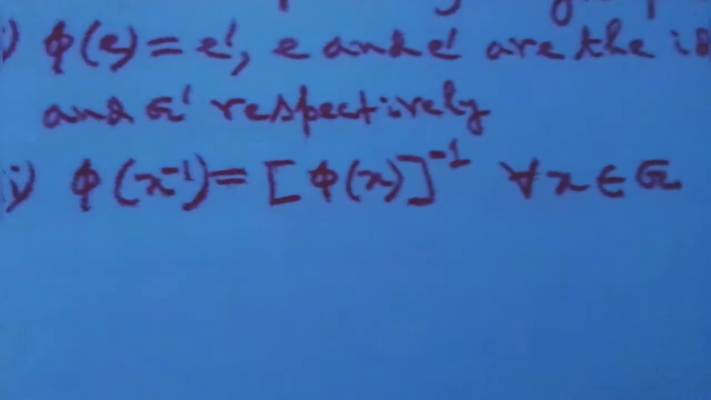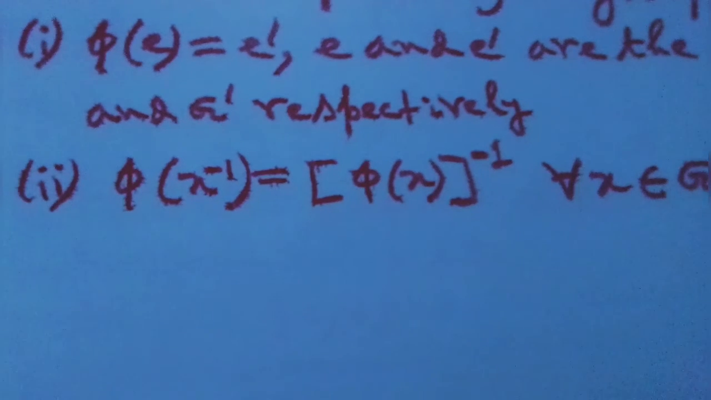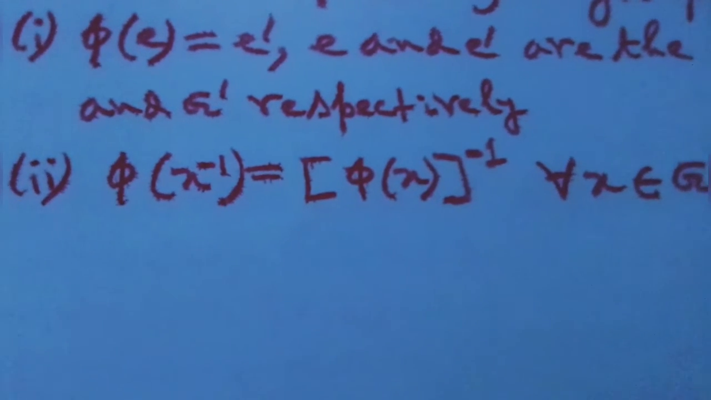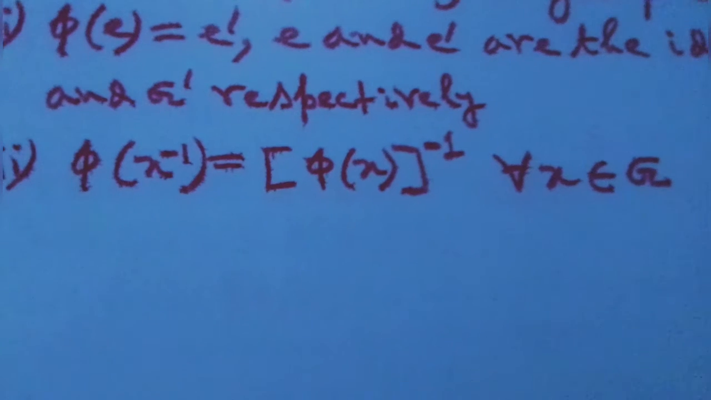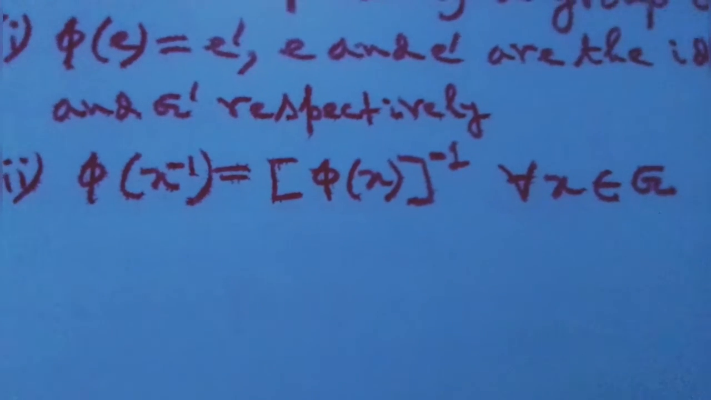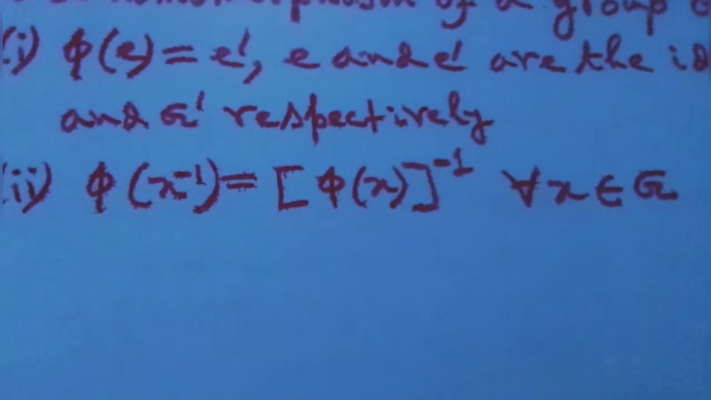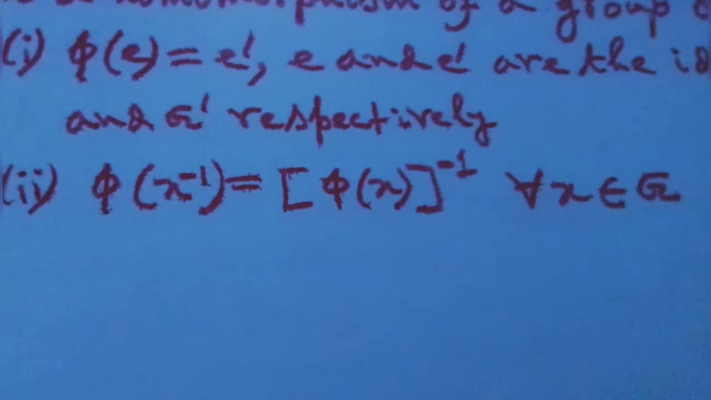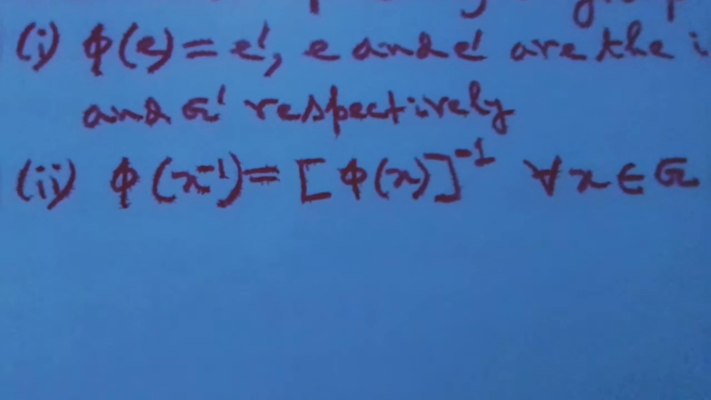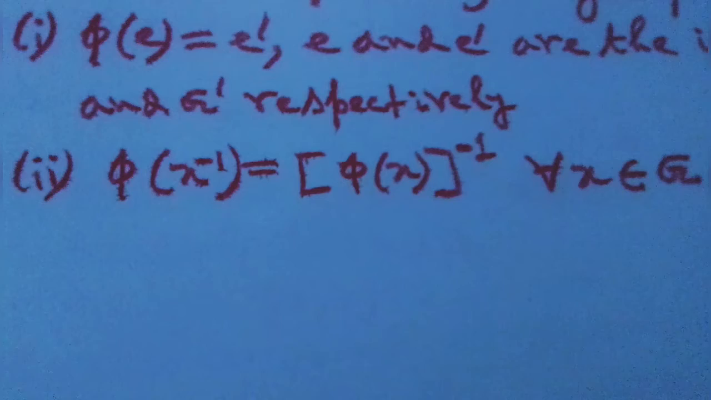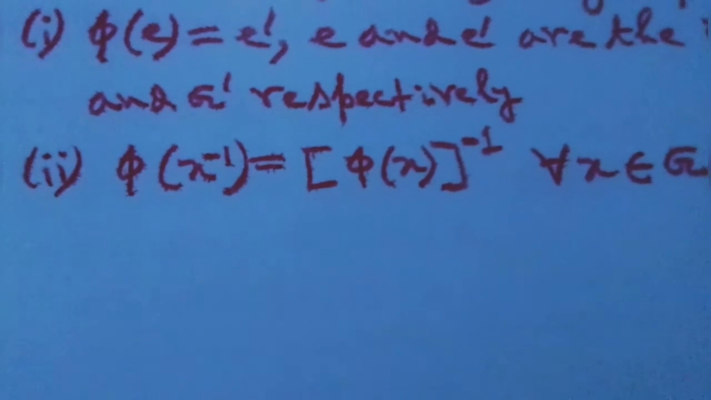And the next condition is phi of x inverse will be phi x whole inverse. This holds for all x in G, all x belongs to G. Now we have to prove this interesting result, and it is very useful in many cases of morphism properties in abstract algebra. Let's watch this video.